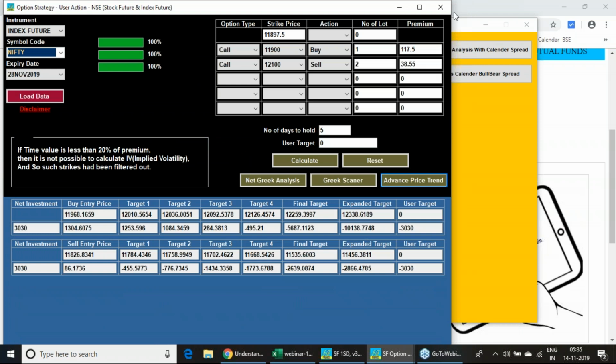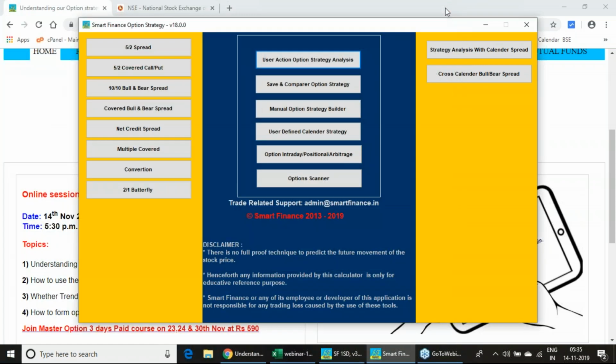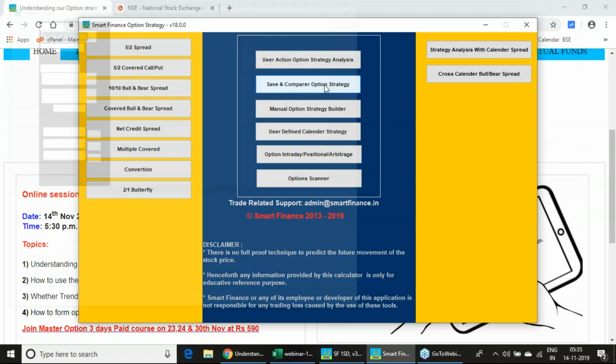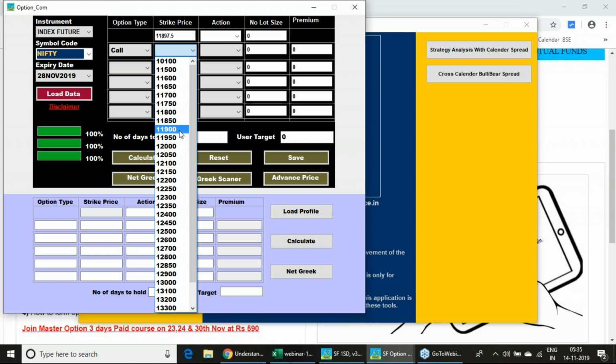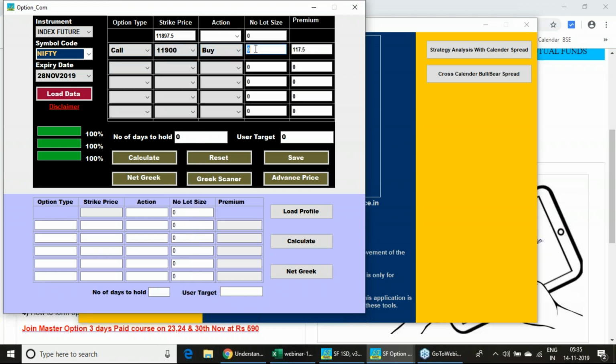So this is the interface of this particular software. Besides that, if you want to save a strategy, suppose I just want to form this strategy and save it for my future reference, I am just going to form the same strategy. So I am going for the call option. I am buying one lot and I am selling the call option of say 12,100, two lots. This is for a 5 days period.